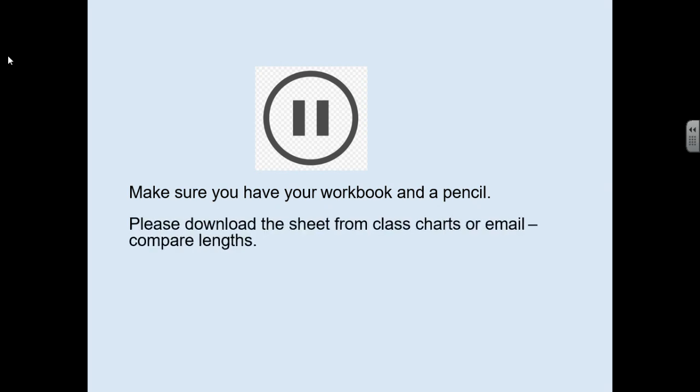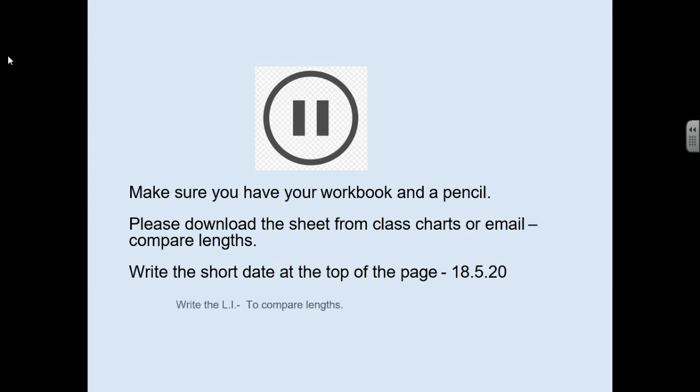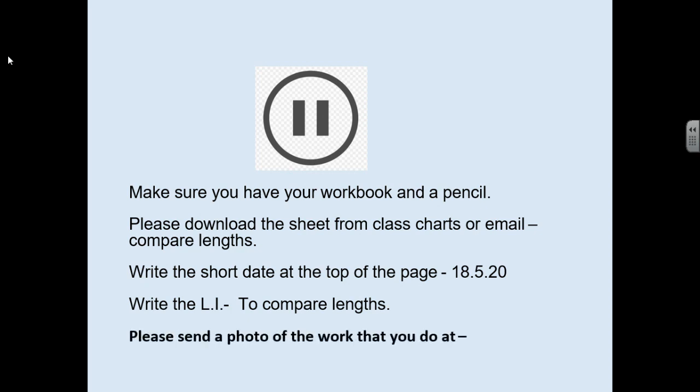Right, pause the video and make sure you have your workbook and a pencil. Please download the worksheet from either class charts or email that we have sent you. Write the short date at the top of the page, 18.5.20. Please write the LI to compare lengths. Once you have finished your work, please send a photo of your work at year2@grange.harrow.sch.uk.